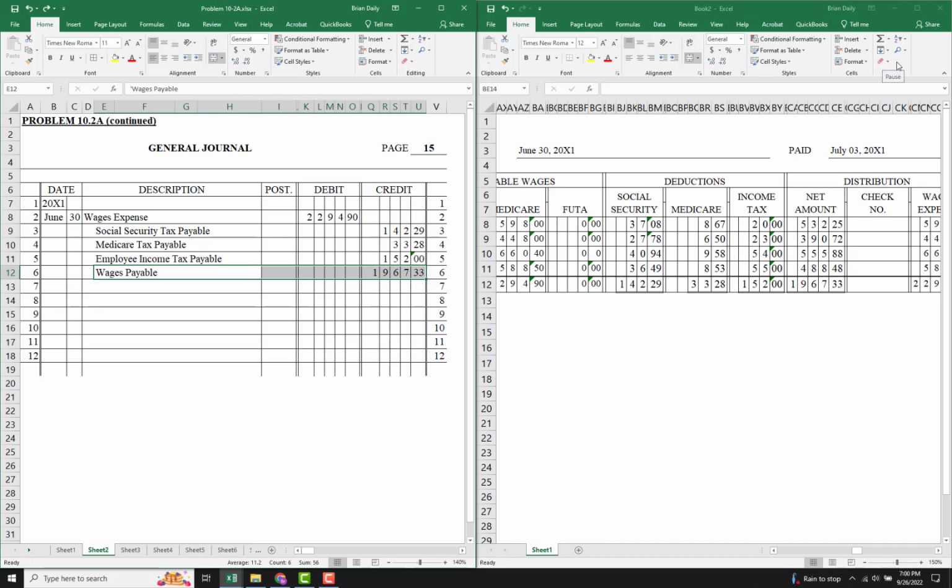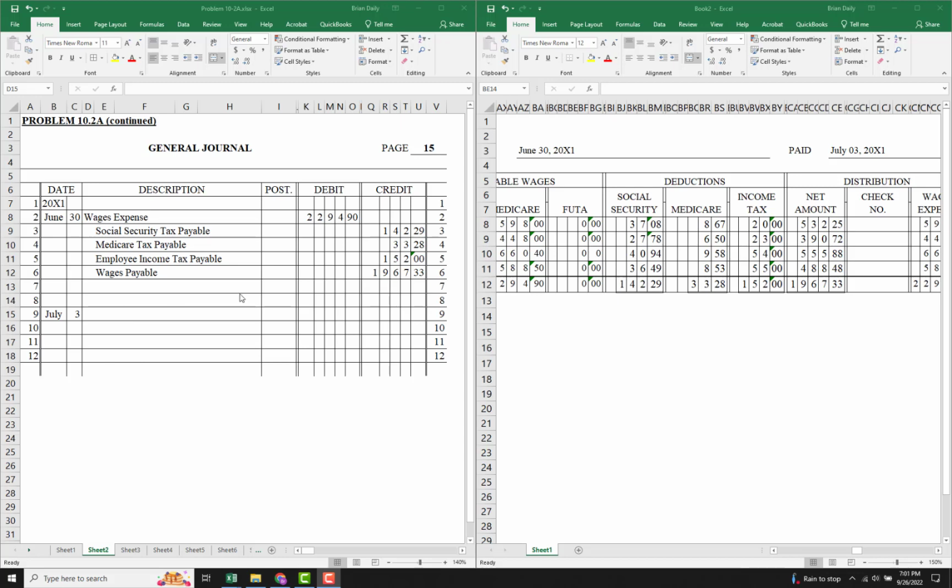And now we are to the final step in the instructions, and it asks us to prepare a journal entry to summarize payment of the payroll on July 3rd. So this is where we're actually cutting checks to employees. Now technically there would be separate journal entries for each paycheck that was issued, but they wanted us to summarize, so we're going to make one journal entry for all of these payments.